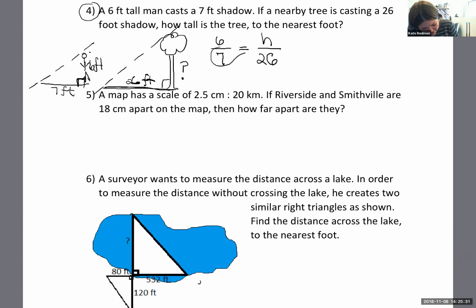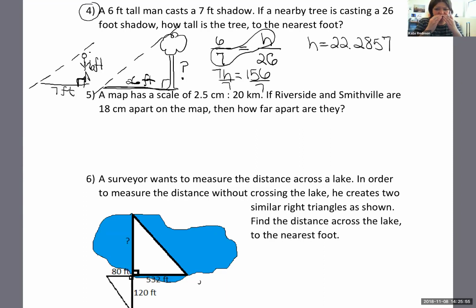7 times h is 7h. 6 times 26 is 156. Divide both sides by 7. And as so often happens in the real world, my answer is not pretty. Why? Because God does not go out there and say all tree heights must be whole numbers. Sorry. The real world doesn't always work out as well as the problems that the math teacher writes.